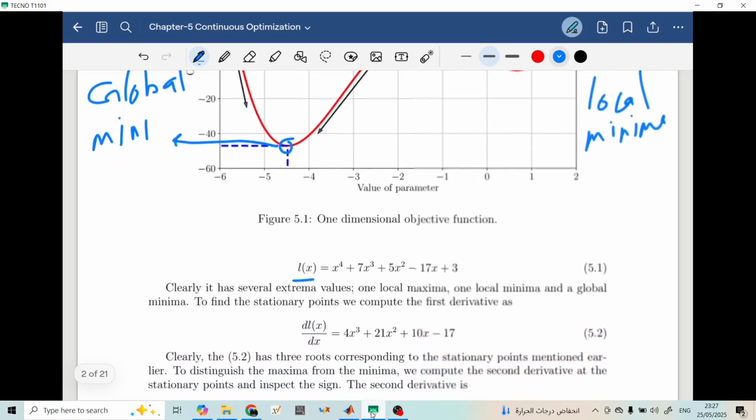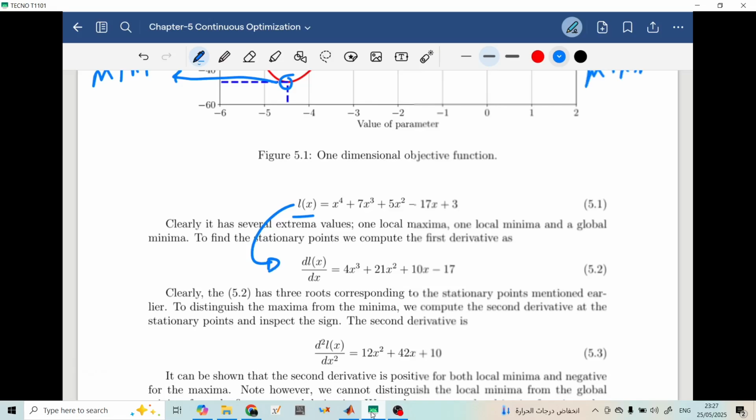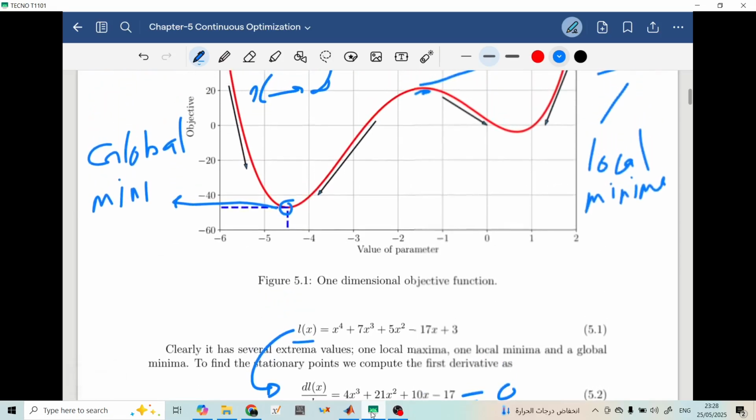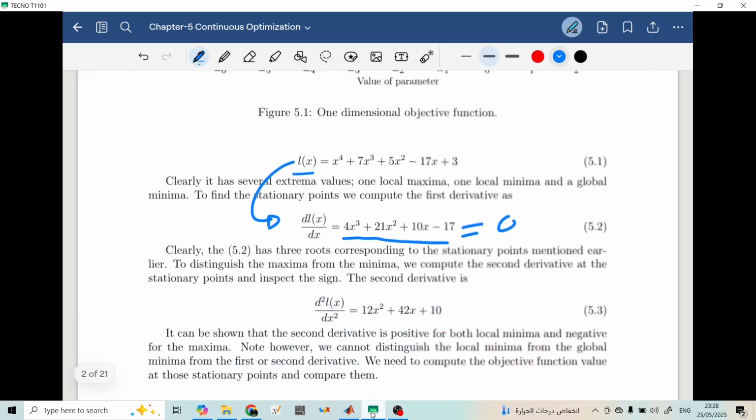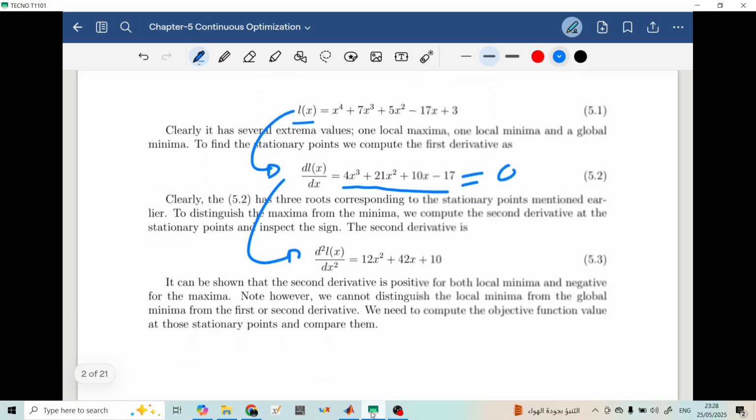Okay, so how do we find this global minima? As we said, we take the derivative, we equate it to 0, then we find the solutions. The derivative gives us a third order polynomial, so it has 3 solutions. Those 3 solutions correspond to those 3 values, this one, this one, and this one, right? So which one is the minima? To find out which one is the minima, we take the second derivative. The stationary points are the points that give us 0 first derivative, right?